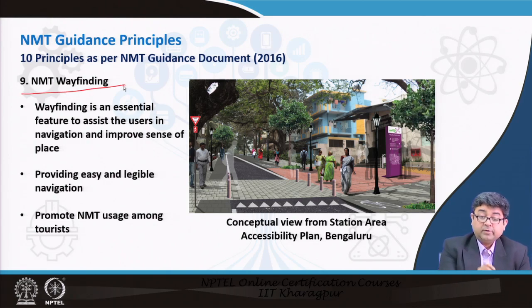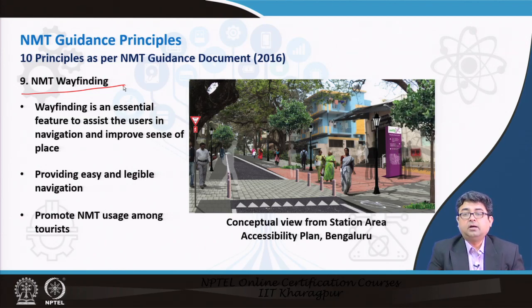The ninth one is wayfinding. So often we have street signs which again are geared towards motorized users, right? For a non-motorized pedestrian, it is no use for him or her to see a sign that says the destination is 10 kilometers away, because that is not useful for him or her, because they are not going to walk for 10 kilometers. So when people are walking for shorter distances, you have to have wayfinding at a very local level, right?